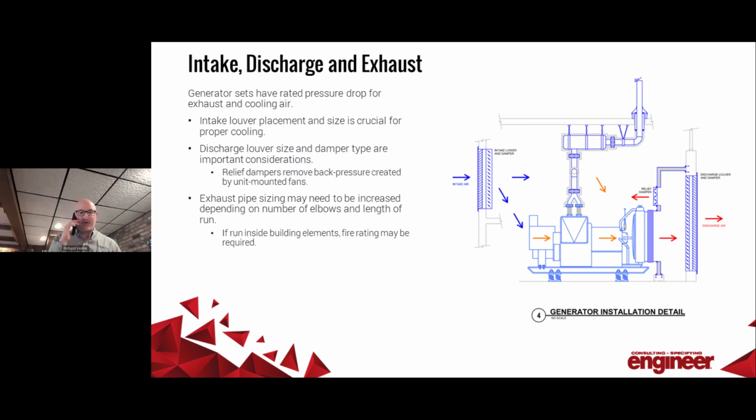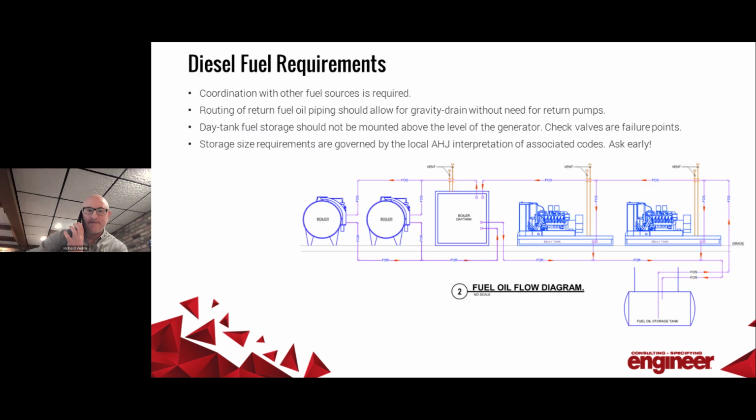The exhaust piping diameter, which is going to be under NFPA 110, Chapter 7.10, that diameter and that size is going to also be affected and sized based on pressure drop.